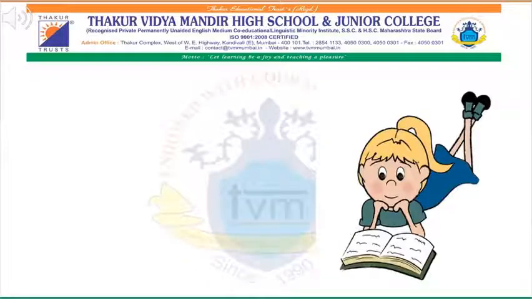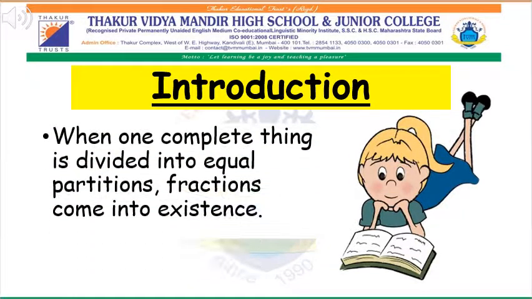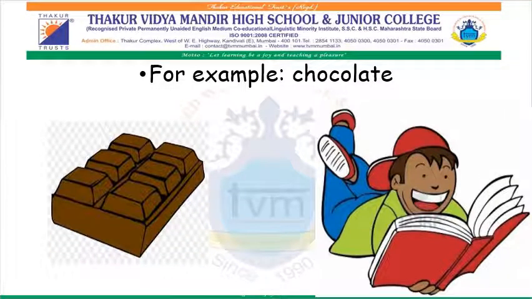Do you know when fractions come into existence? When one whole thing is divided into equal portions, fractions come into existence. I have shown you a chocolate in which it is divided into 1, 2, 3, 4, 5 and 6 portions. So 1 upon 6 will be the fraction.